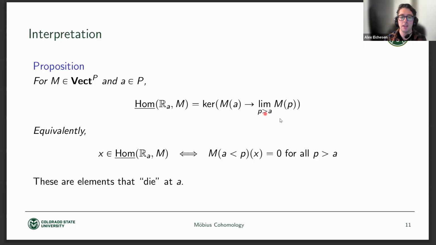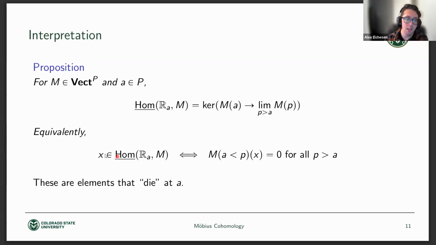And that's this map here. And what hom does, this enriched hom does, is take the kernel of that map. So another way of saying this, a more down-to-earth way, is that the elements in this enriched hom are elements in M of A, so that when you map them any step upwards, you get 0.